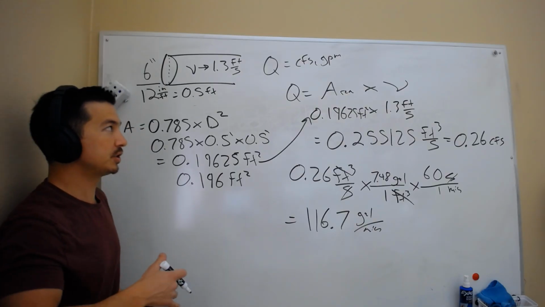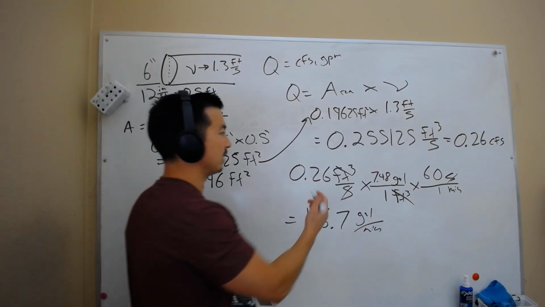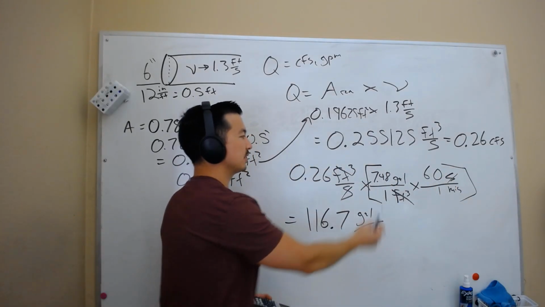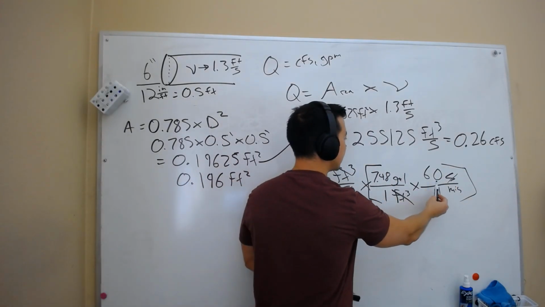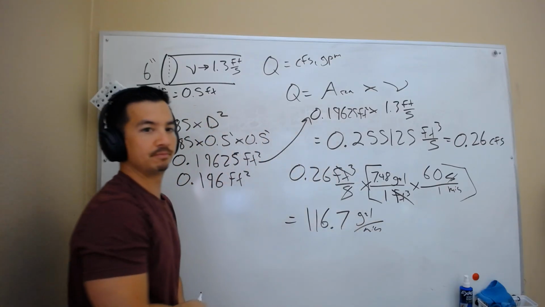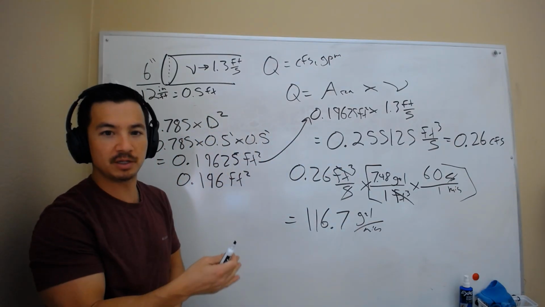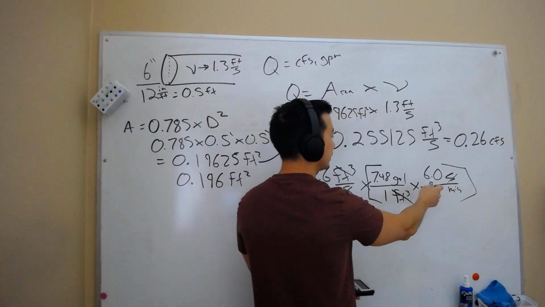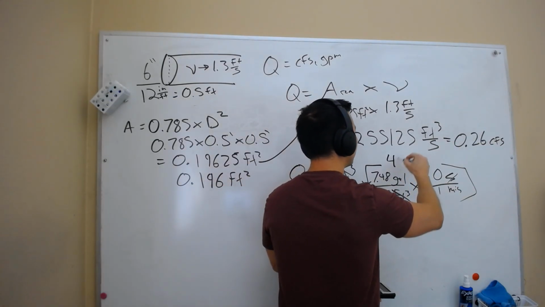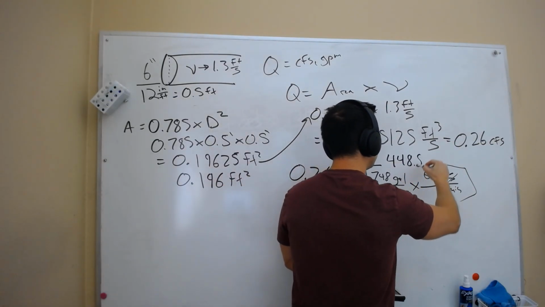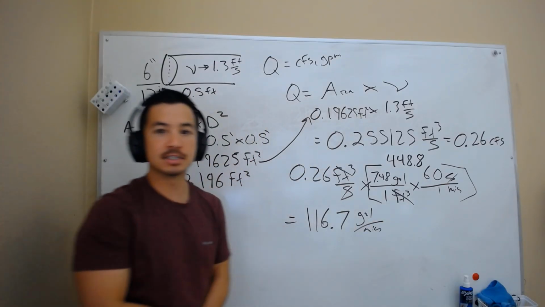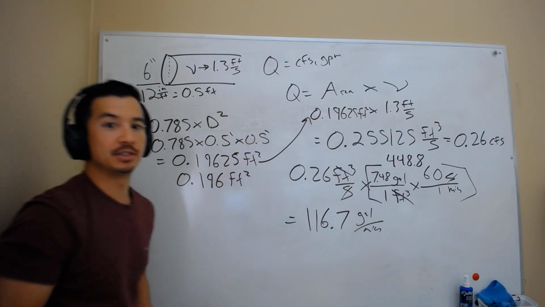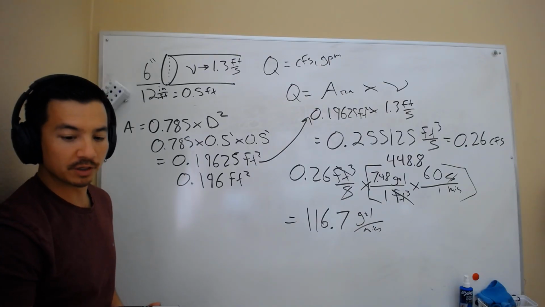For those of you interested in the shortcut, I have a separate video on that, but I will just tag it here real quick. If we look at this conversion, the 7.48 and the 60, this is always going to be the same. Converting from CFS to GPM, we're going to do it the same way every time. So if I plug in 7.48 times 60, those two numbers equal 448.8. And that is the shortcut you can use to go from CFS to GPM, by just multiplying by 448.8.